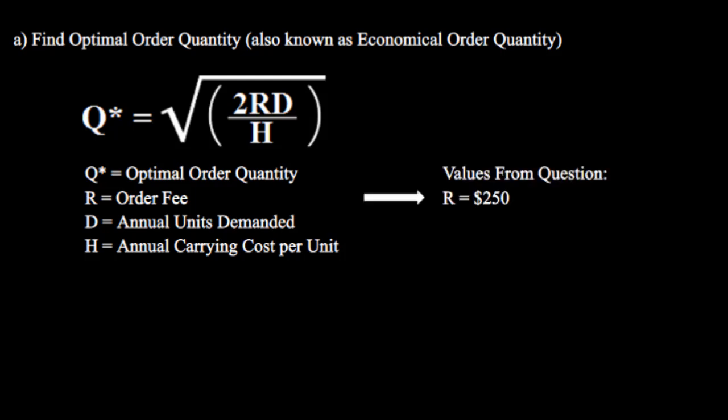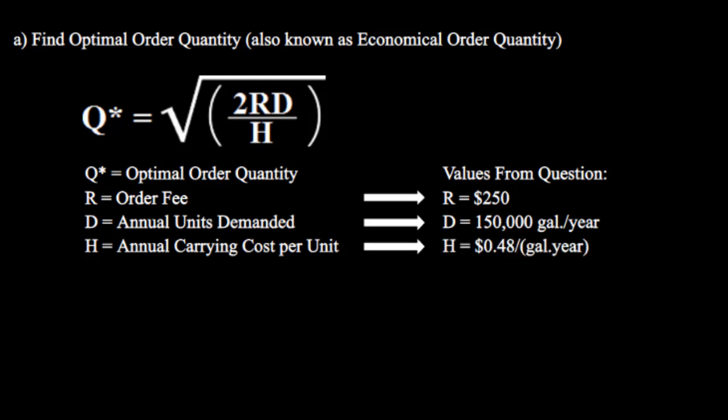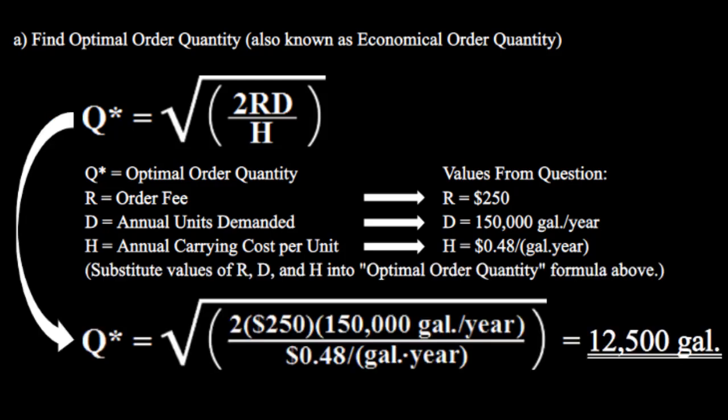From the question, the ordering fee is $250. The bus company demands 150,000 gallons per year, and the carrying cost of 1 unit per year is 48 cents. Plug those values in and I get the optimal order quantity equals 12,500 gallons. Notice years cancels out and gallons squared under the radical becomes gallons. Keeping track of units is the easiest way to check yourself.